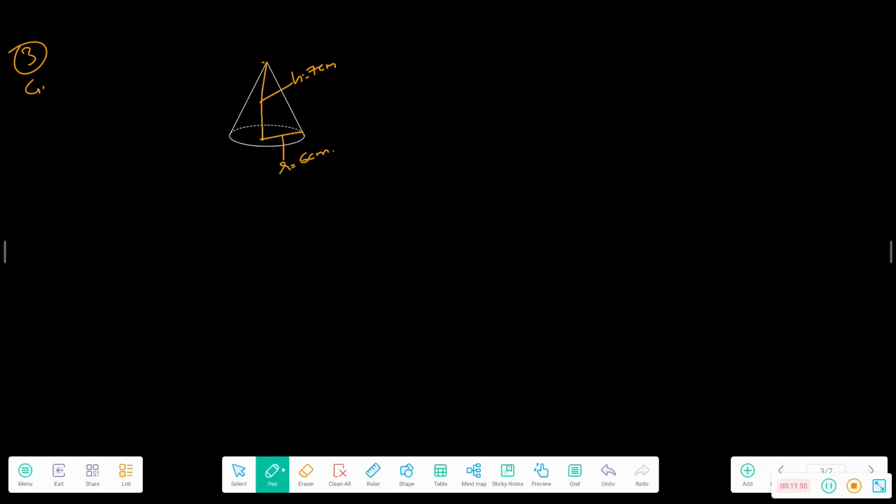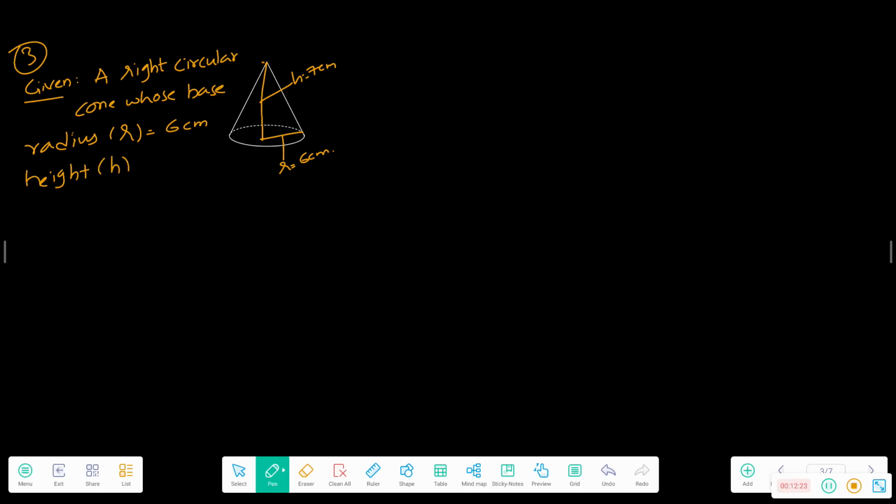So here it is given a right circular cone whose base radius r is given as 6 centimeter. Height of the cone, height h, is given as 7 centimeter. Now he asked to find the volume.